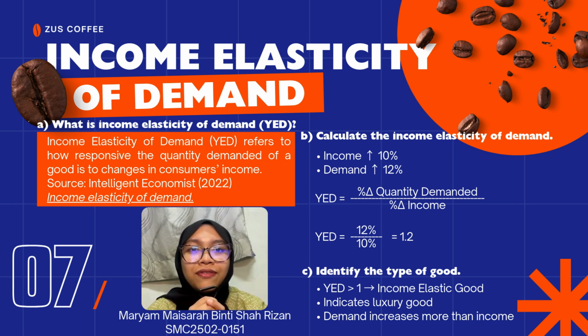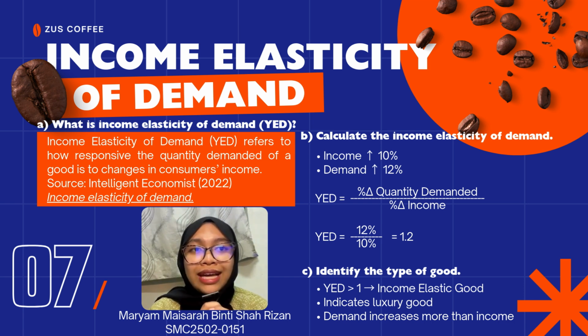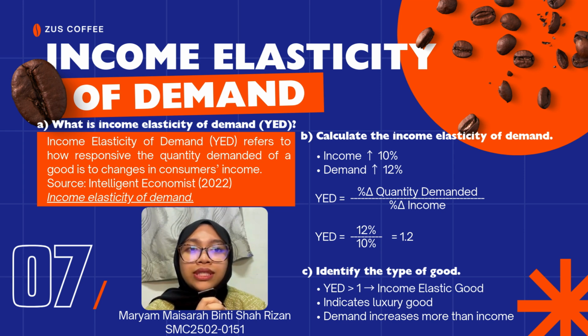Question C. Identify the type of good. Since the income elasticity of demand is greater than 1, which is 1.2, Zeus Coffee is classified as an income elastic good. This means demand for Zeus Coffee increases more than the increase in income. Hence, Zeus Coffee can be considered a luxury good or superior good, as customers tend to purchase significantly more when their income rises.